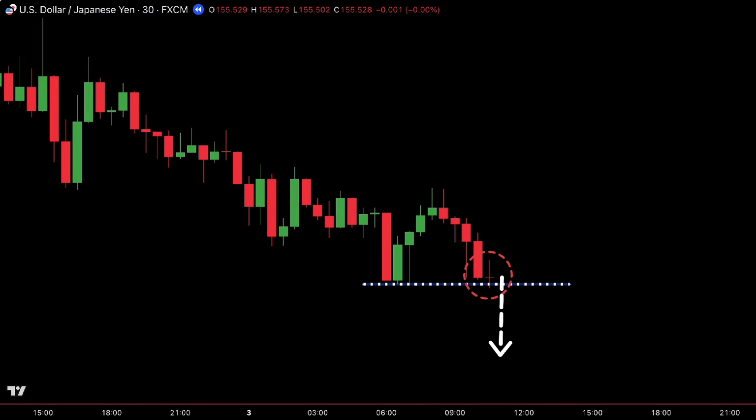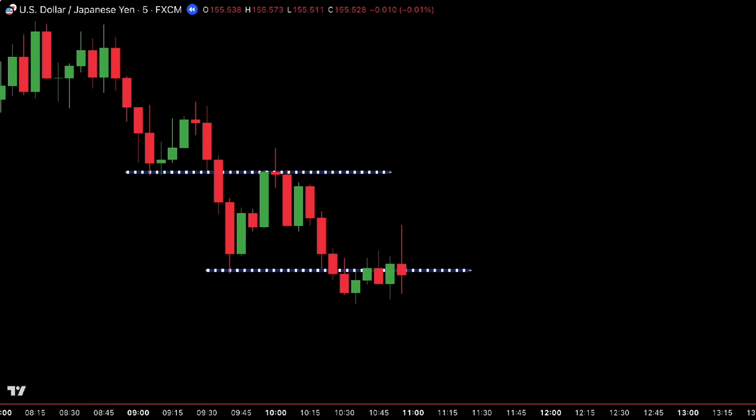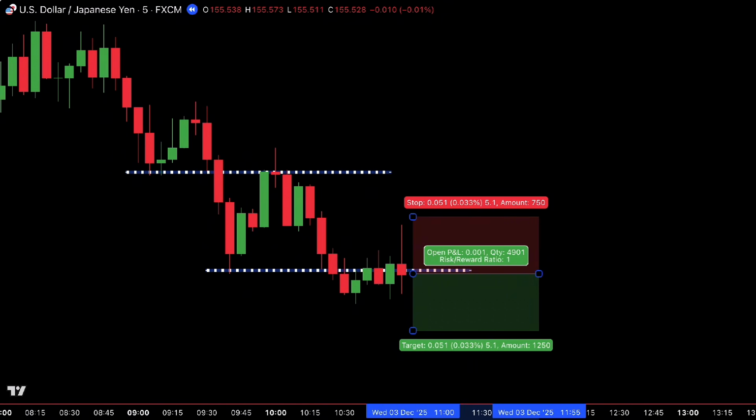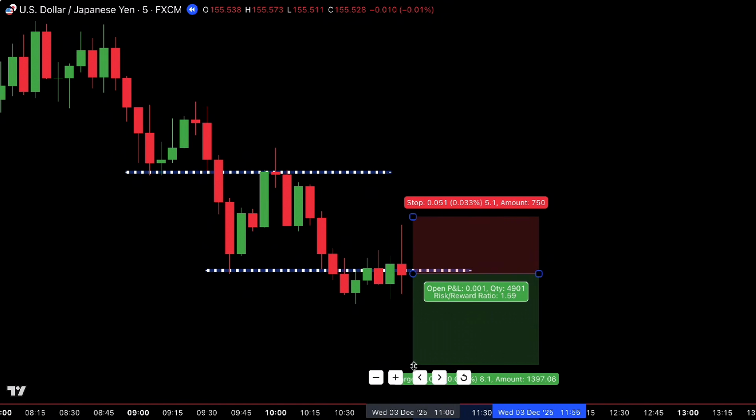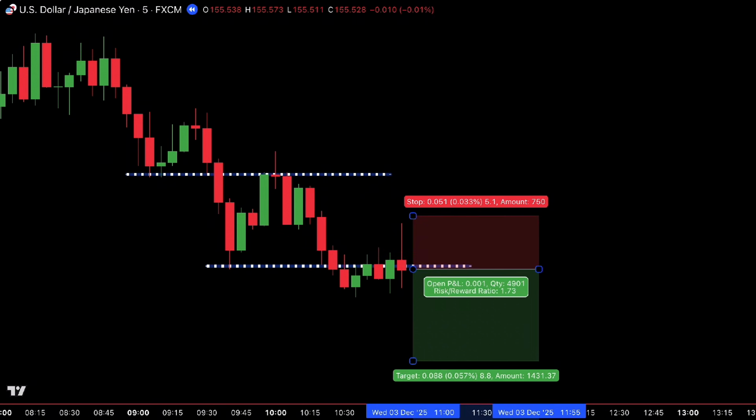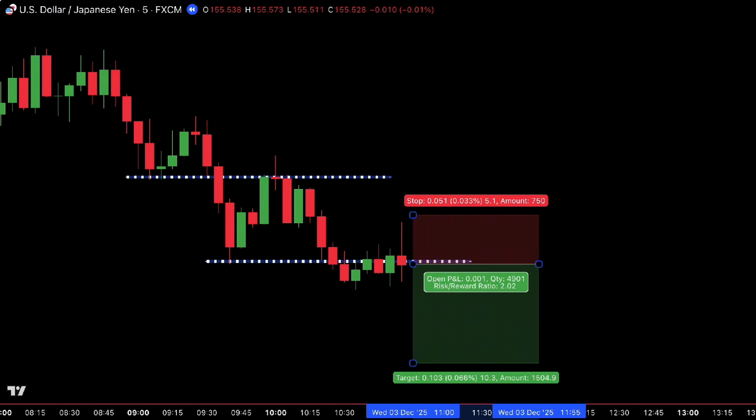Taking the trade on the 5-minute chart. Now, let's return to the 5-minute chart to finalize the trade setup. We place our entry at the close of the candle that formed the second liquidity run. Stop loss goes just above the liquidity run. The target is twice the risk. Look at what happened next. Price moved exactly in our direction and hit the target perfectly.